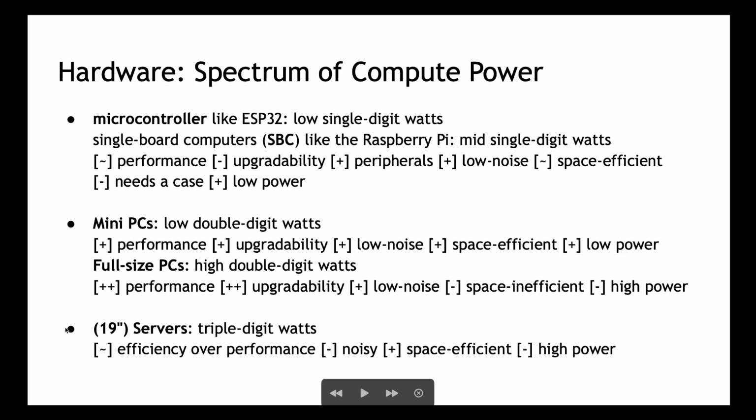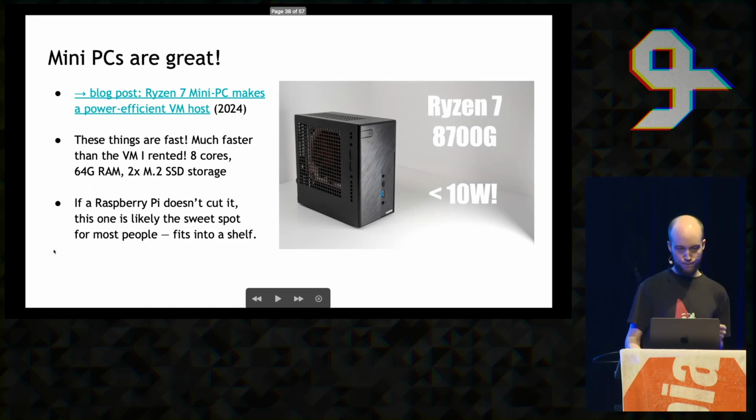They are actually optimized for efficiency over performance, so you might see that your server, the 19-inch server, is a lot slower than your mini PC if you run an individual application on it. It only becomes more efficient as you aggregate, I don't know, hundreds of VMs, and you probably won't. These are super noisy. Sure, they are space efficient, but they draw a lot of power. So I just think you should stick to either mini PCs or full-size PCs if a microcontroller is not sufficient.